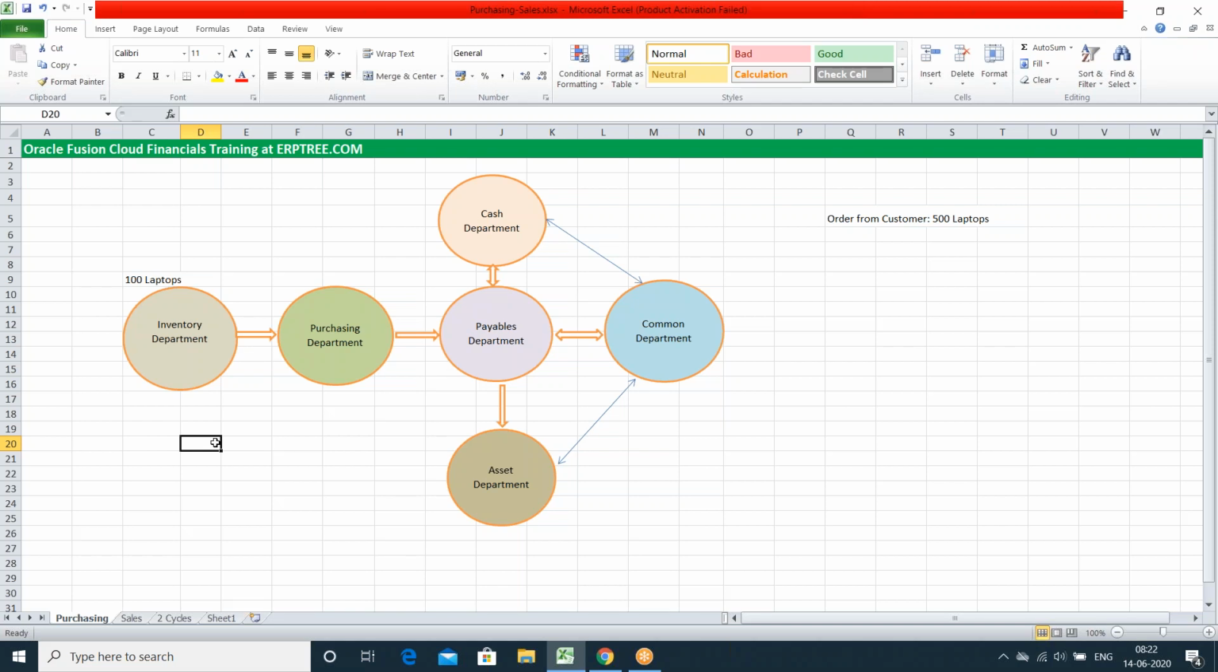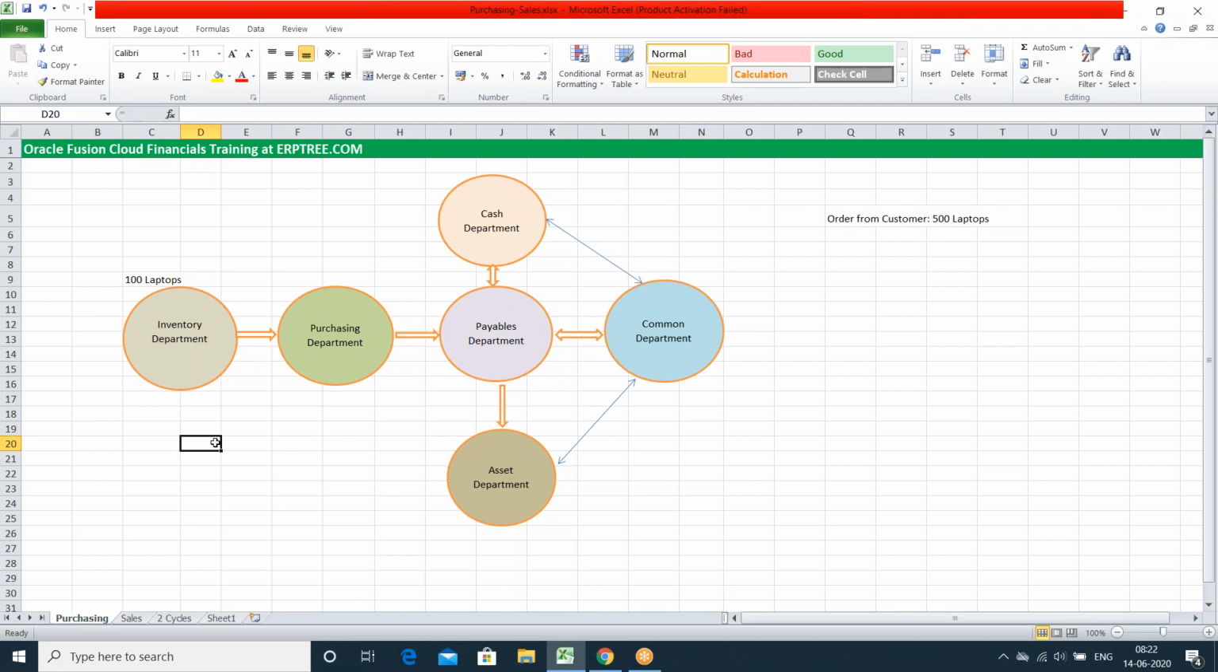Now if they want to fulfill the customer order and supply those 500 laptops to the customer, they have to get the material ready first of all. Whenever they get the order from the customer, the sales department gets it. The sales department will contact the inventory department saying we got an order from the customer for 500, do we have stock availability or not? When they check the stock, they may identify that only 100 laptops are available.